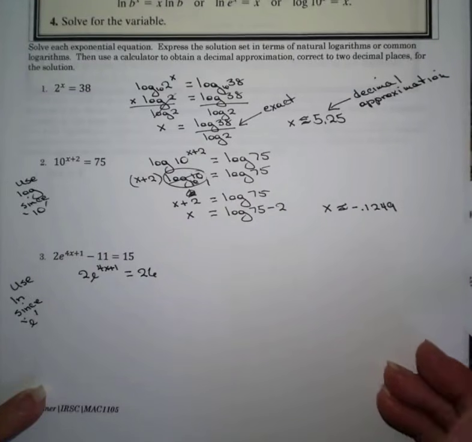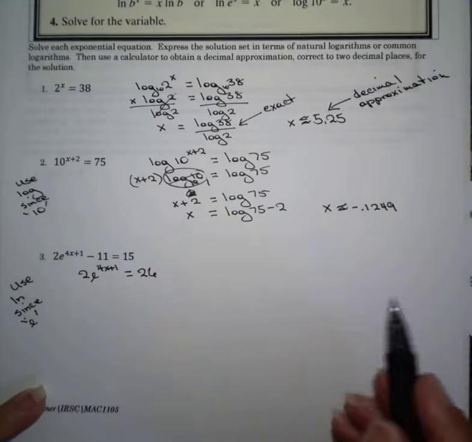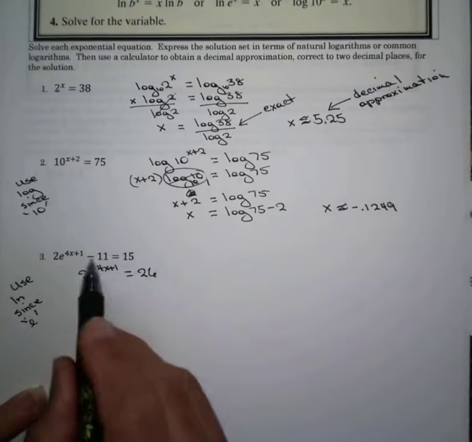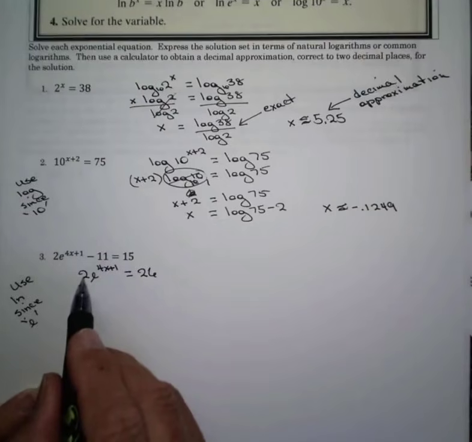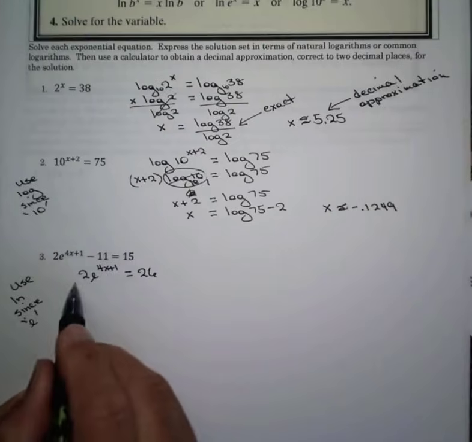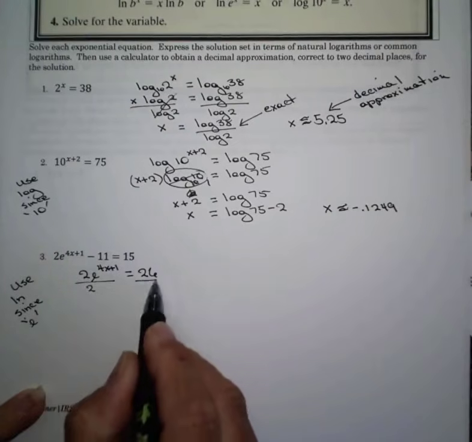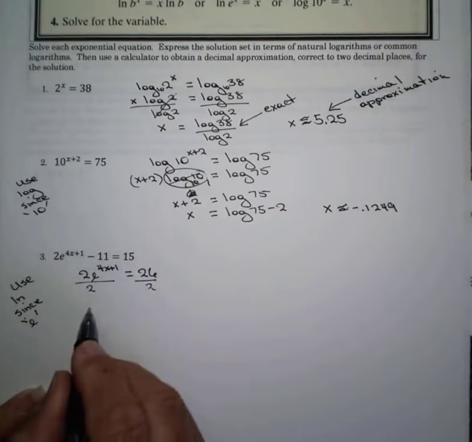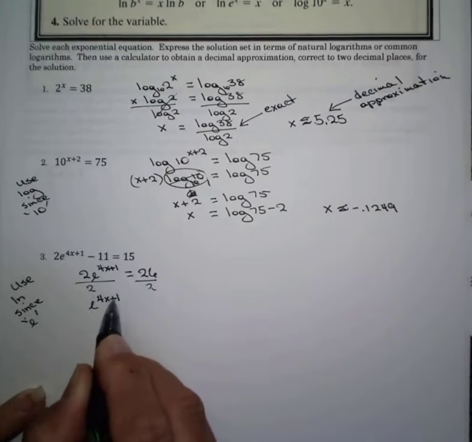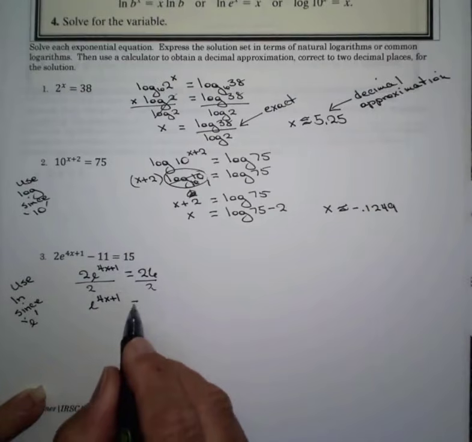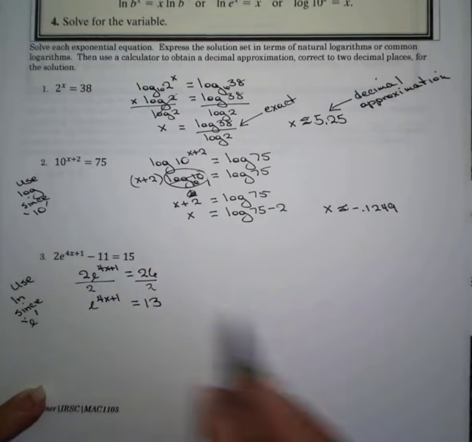Write it down if you need to. A lot of times you can say it to yourself, and as long as you're getting it right, you're okay. Now, I have a coefficient that I can divide. So I'm going to divide this side by 2, and I'll divide that side by 2. So this ends up being e to the 4x plus 1, and that's going to equal 13.